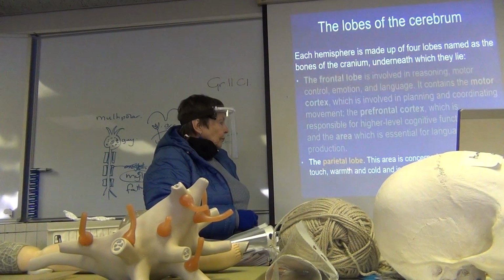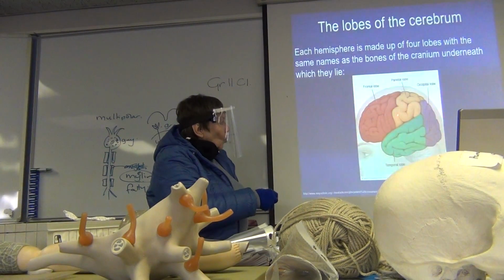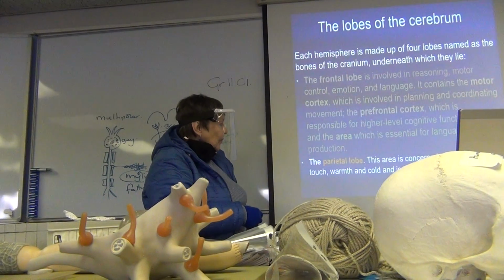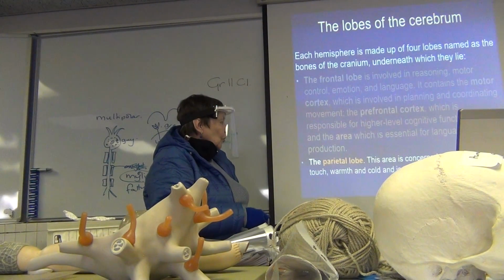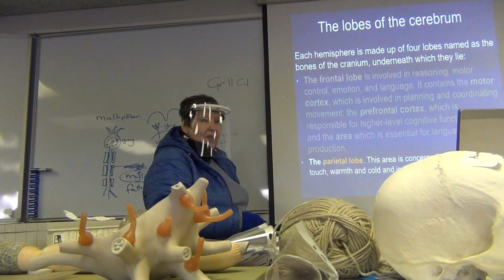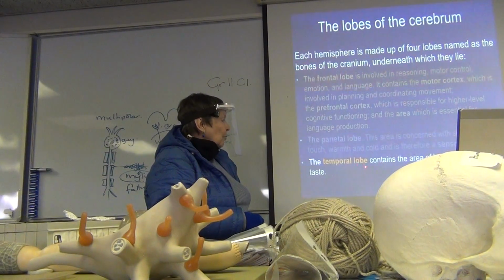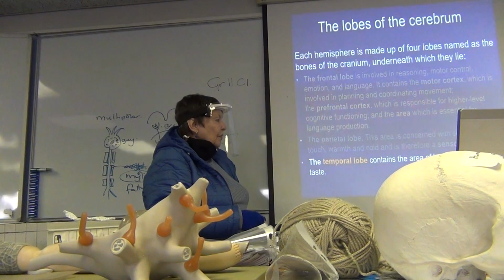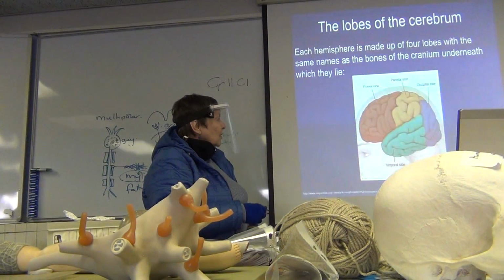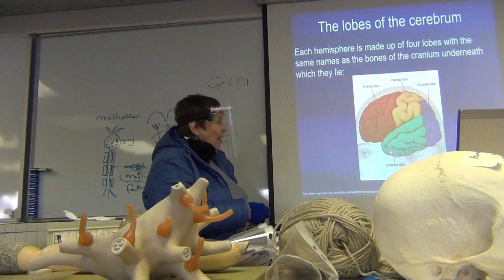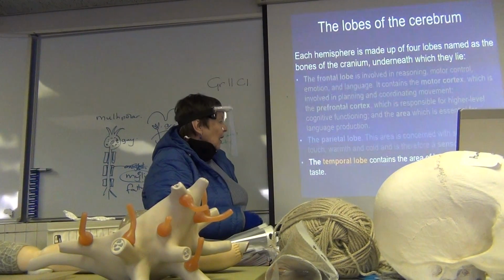Parietal lobe, which remember is this one. Okay. It's the area concerned with the sensations of touch, warmth, and cold. So it's a sensory area. Okay. Temporal lobe, the area of hearing, smelling, and tasting. So remember that the temporal lobe is down here. Okay.